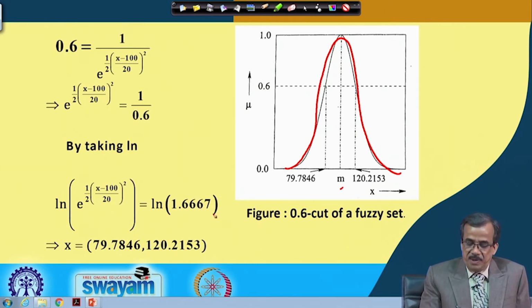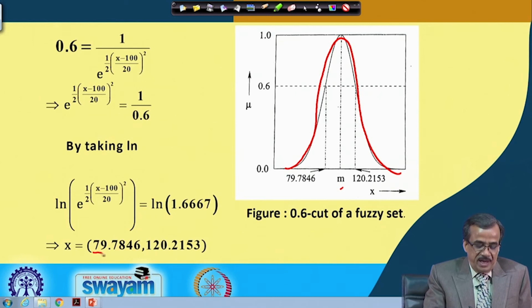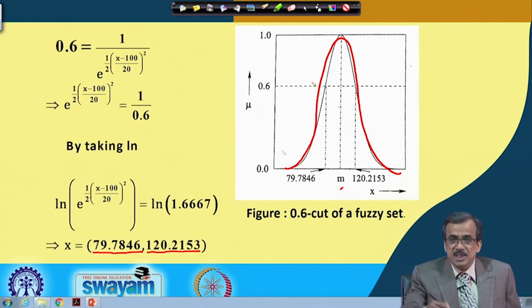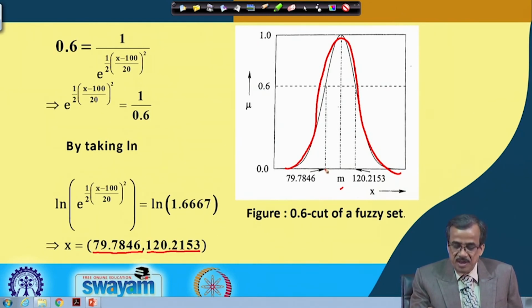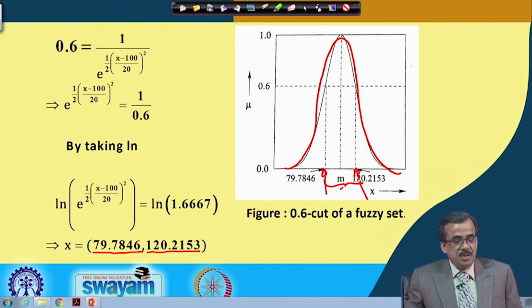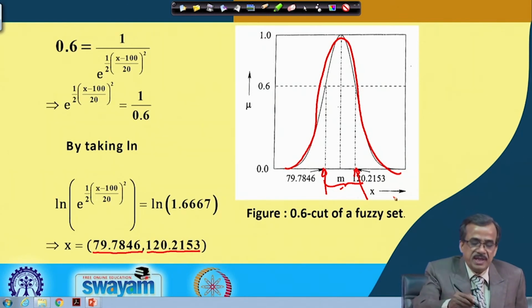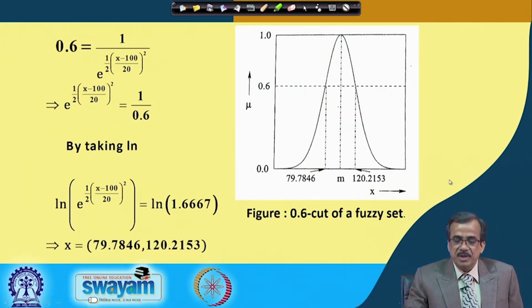Half x minus 100 divided by 20 square is nothing but ln 1.6667, and if you simplify, we will be getting the values for x: 79.7846 and 120.2153. Now, if I plot and indicate the values on this plot, this is 79.7846 and this is 120.2153, and here you will be getting one range for this particular x. So, this is nothing but the 0.6 cut of this Gaussian distribution. This is the way we are able to find out the alpha cut of a particular fuzzy set.